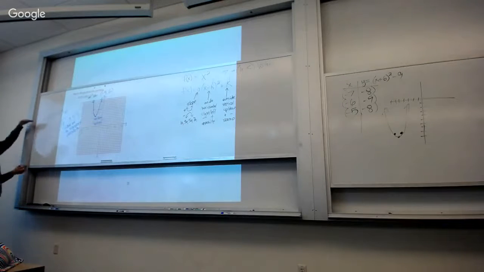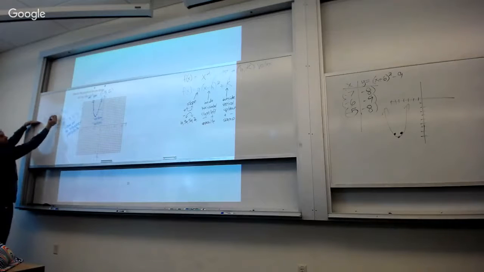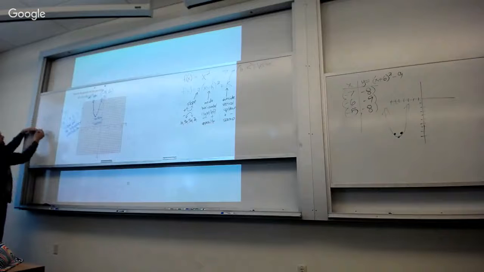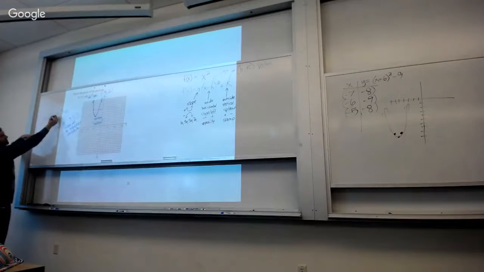So if I plug in -7, -7 plus 5 is -2. 2 squared is 4, 4 plus 6 is 10. And then -6 plus 5 is -1. 1 squared is 1, 1 plus 6 is 7. And -5 plus 5 is just 0. 0 squared is 0, 0 plus 6 is 6. -4 plus 5 is 1, 1 squared is 1, 1 plus 6 is 7. And -3 plus 5 is 2, 2 squared is 4, 4 plus 6 is 10.